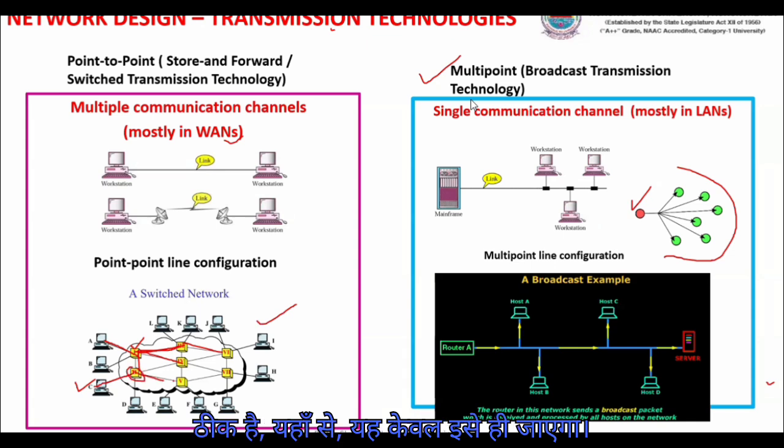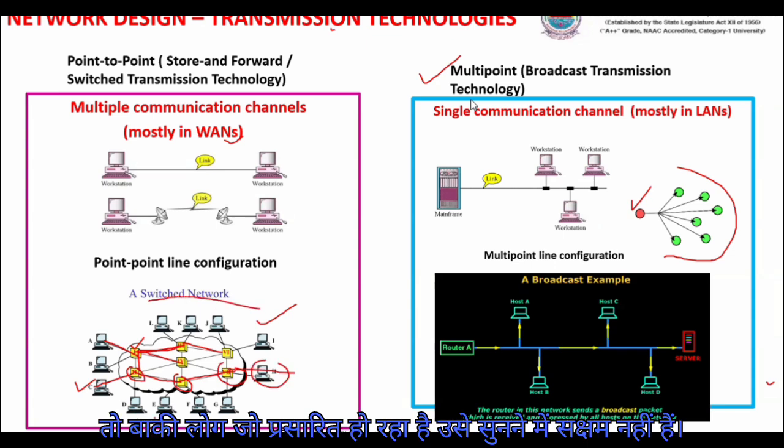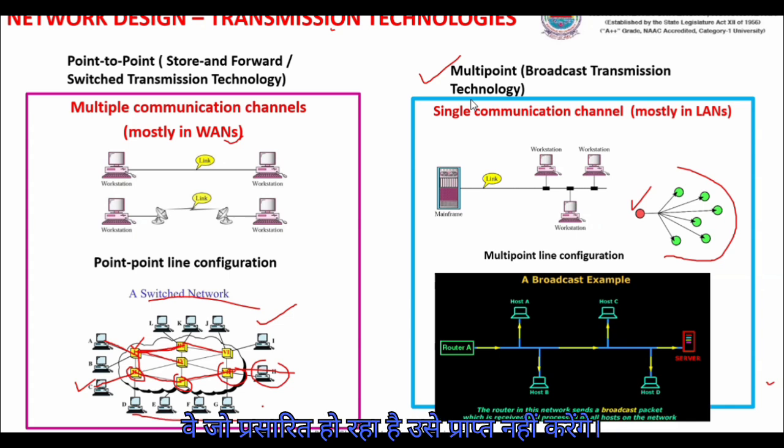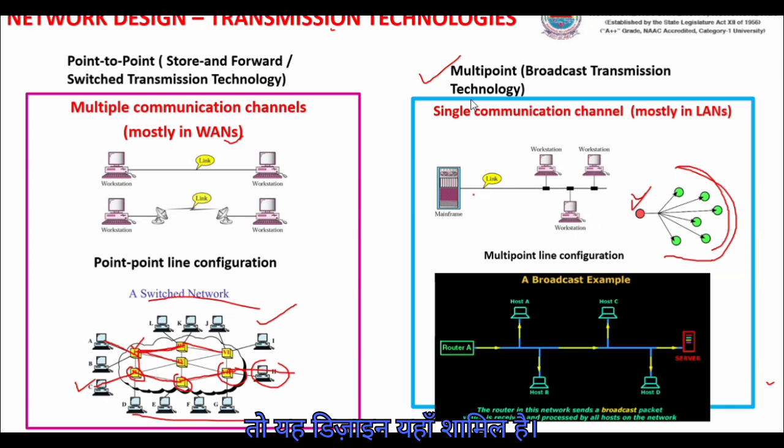This computer is transmitting, it will go to this one only, from here it goes to this only, from here to this only, and from here it comes to the destination. So the rest are not able to hear what is being transmitted. They will not receive it. Whereas in this case, one is transmitting and all the others are receiving. How can this be possible? That will be possible according to a specific design with which we are deploying or implementing the network. This design consists of one single link.